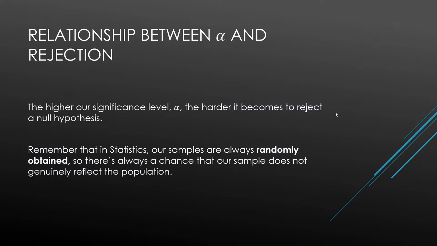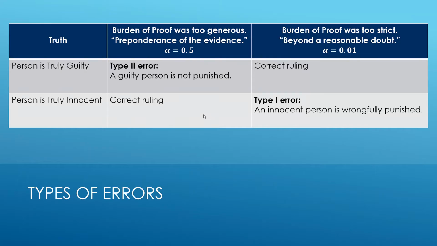Here's what happens now. The higher your significance level, the harder it becomes to reject the null hypothesis. And that's because samples are random, right? If you set the significance level to like 0 perfectly, then you can never ever reject because you've just made it impossible to do so.